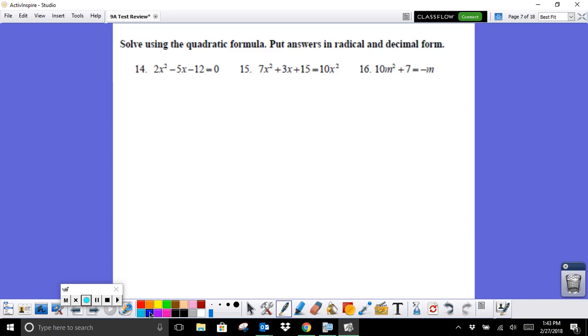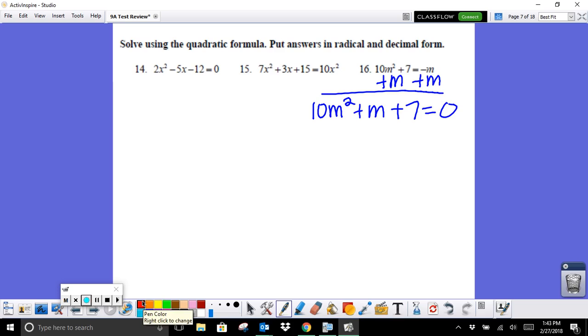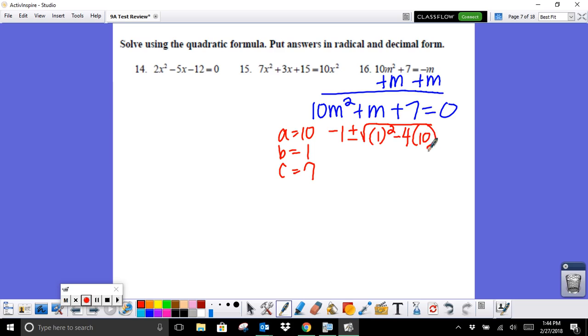All right, number 16. First I need to get this equal to 0, so I need to add the m and move it over. Make sure when you move that over that you put these things in the right order. So it's got to be your m squared, and then your m, and then your 7, or else your A, B, and C are going to be wrong. So here my A is 10, B is 1, and C is 7. I'm going to plug this into the quadratic formula. So I need the opposite of B, which is negative 1, plus or minus the square root of B squared, so 1 squared minus 4 times 10 times 7, all over 2a, so 2 times 10.